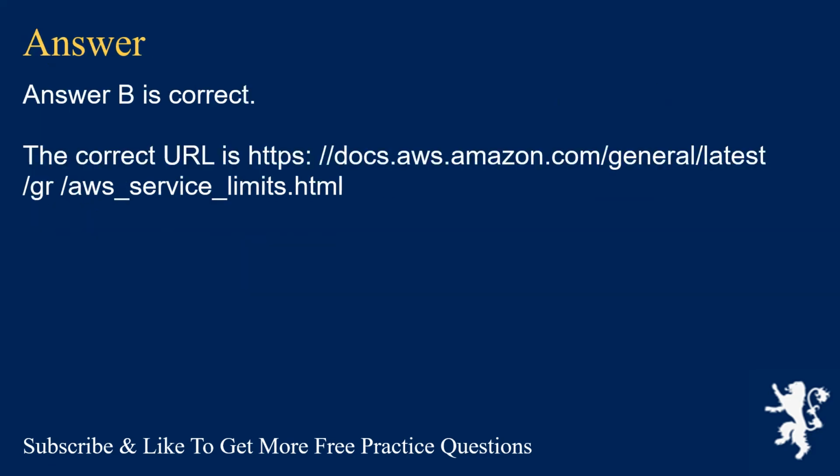Answer B is correct. The correct URL is https://docs.aws.amazon.com/general/latest/gr/aws_service_limits.html.